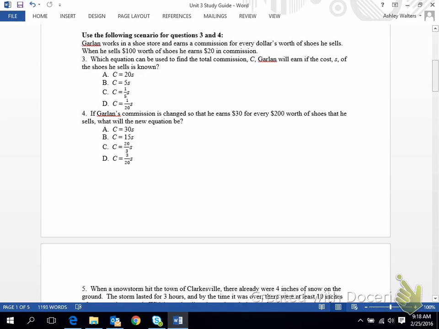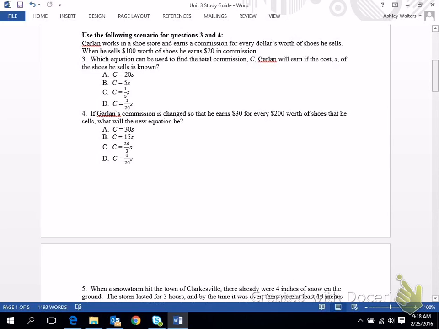The next set of directions say to use the following scenario for questions 3 and 4. Garland works in a shoe store and earns a commission for every dollar's worth of shoes he sells. When he sells $100 worth of shoes, he earns $20 in commission. So the first problem says, which equation can be used to find the total commission C Garland will earn if the cost S of the shoes he sells is known?